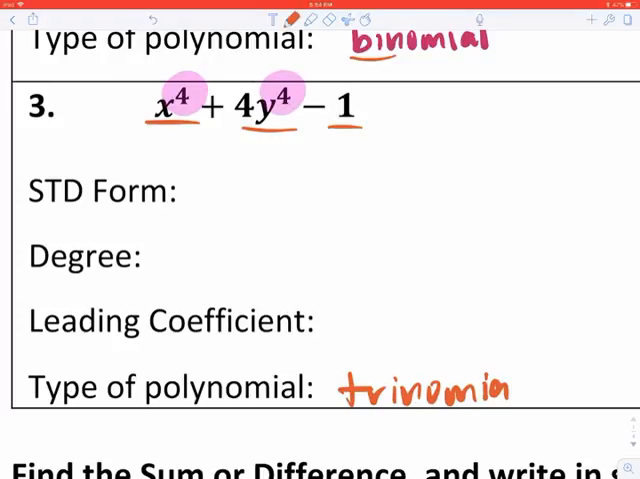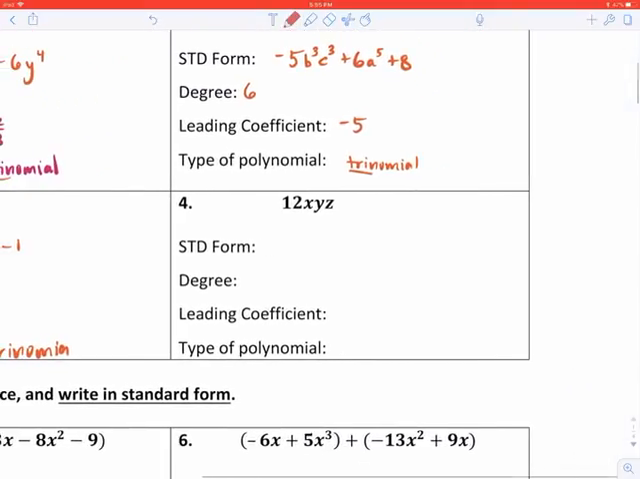Remember that when we have exponents that are the same, then we look at the variable, and after we order by exponent, then we order by alphabetical order. So I'm going to order this one x to the 4th plus 4y to the 4th minus 1, just because x comes before y. My degree either way would be 4, and my leading coefficient would be 1, because there would be a 1 right here. Let's check out number 4.